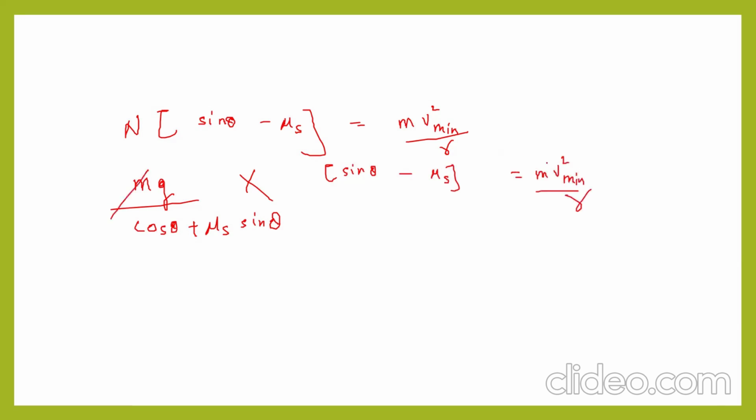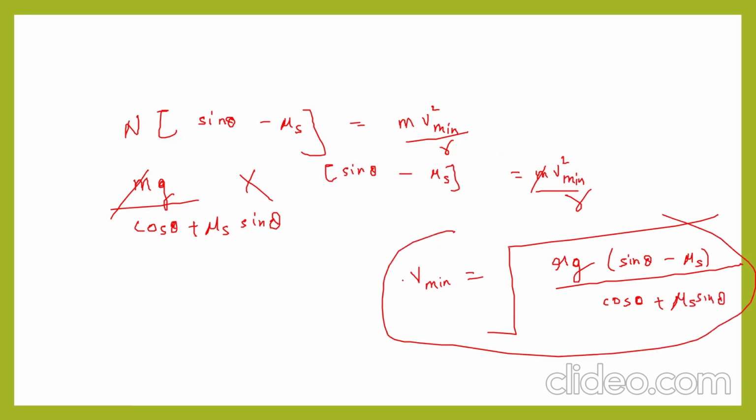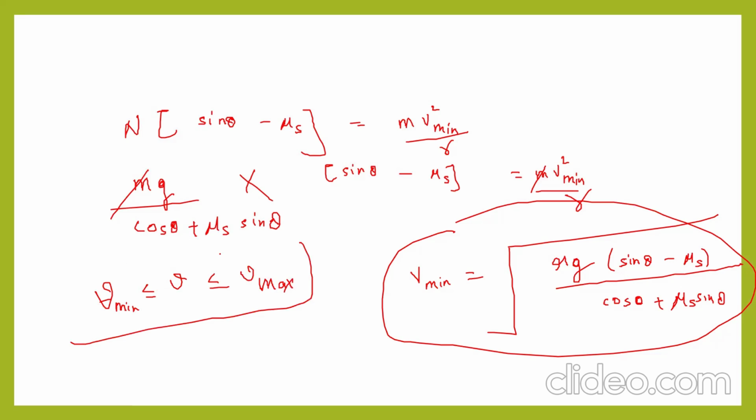So m cancels. So minimum velocity will be under root rg. So what is the range of velocity so that your car will not skid? What should be the safest velocity at which you should move? Greater than this, less than this, your car will not skid.